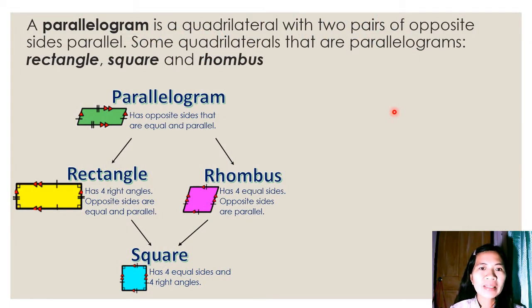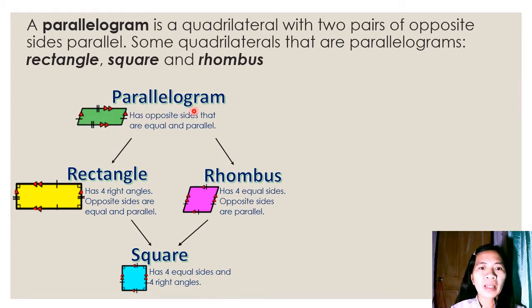Okay, so what is a parallelogram? A parallelogram is a quadrilateral with two pairs of opposite sides that are parallel, and some quadrilaterals that are parallelograms are rectangle, square, and rhombus. So this is the diagram of a parallelogram. When we say parallelogram, it has opposite sides that are equal and parallel.